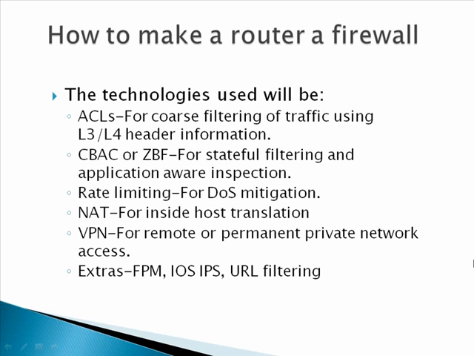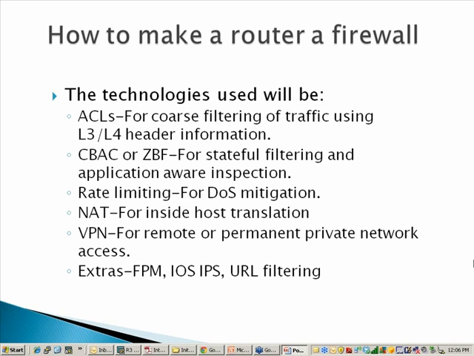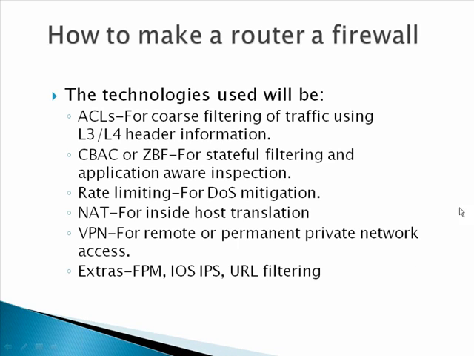So as far as stateful filtering, which is one of the key things that the firewall does, there's a couple of different methods you can use. The older one, CBAC, and the newer zone-based firewall. We're going to talk about the differences between those two and which one to use or not use a little bit later on. Rate limiting. Sometimes you want traffic to come through, but you don't necessarily want denial of service, massive flood traffic coming through. You can do rate limiting on your router for those purposes.